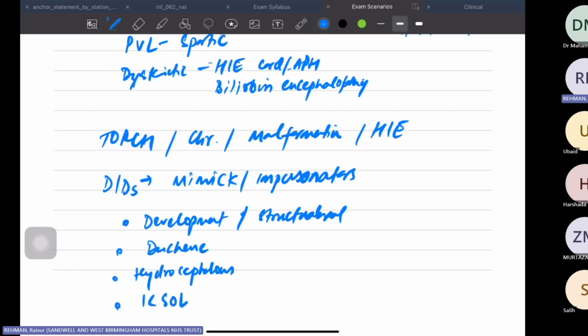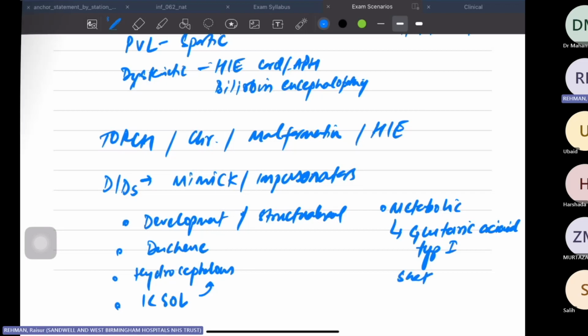Intracranial space occupying lesions like a hematoma or a tumor can result in hydrocephalus, with or without hydrocephalus, and you have structural brain abnormalities, which you mentioned, and then metabolic conditions. The most important is glutaric acidemia type 1. Try to remember this. You know why? Because this can also mimic shaken baby syndrome.